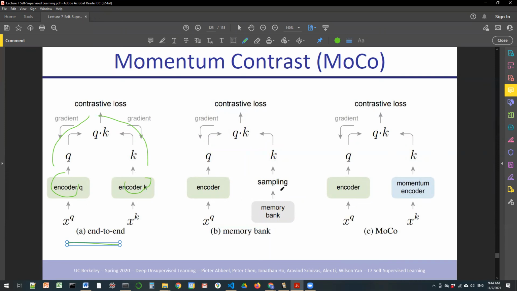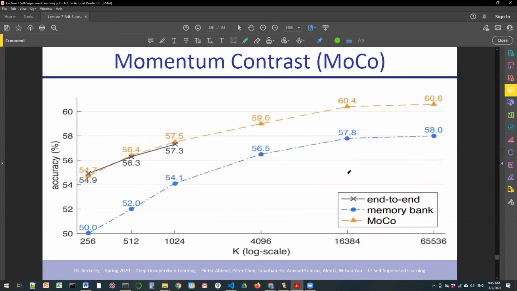You sidestep that by using the memory bank, but when you start using the memory bank, then obviously you are not backpropagating. So you put a stop on the backpropagation on this path, and only backpropagate to the query. And then, because of the issues that I discussed with respect to the memory bank, you go to the momentum encoder and you stick with only backpropagating through the query, but then you use the momentum encoder to pick the set of keys that you compare with, right?